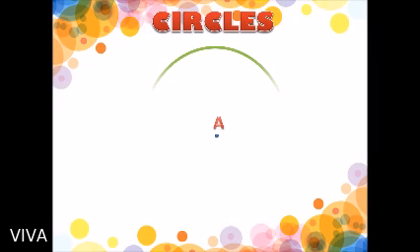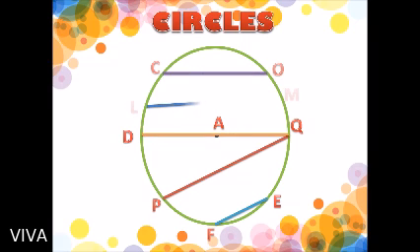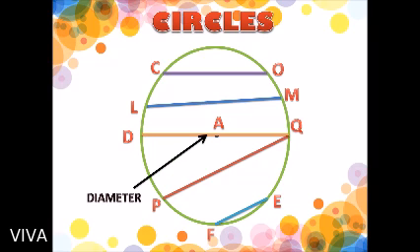Consider a circle with center A having different chords as we can see here. Let us name these chords as CO, LM, DQ, PQ and FE, where DQ is also a diameter of a circle.